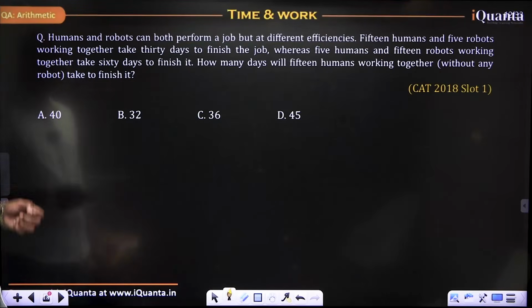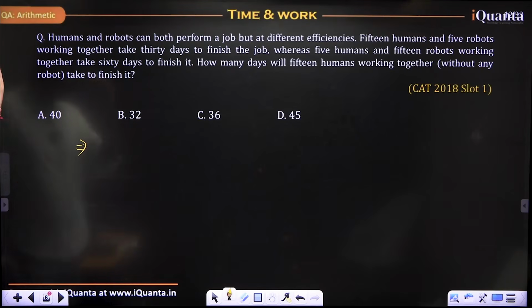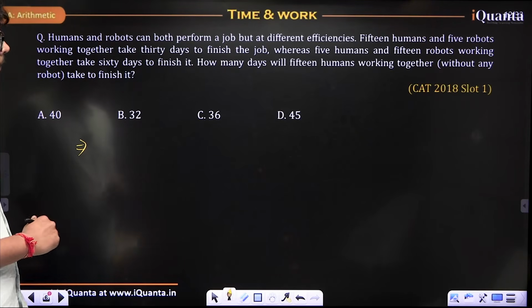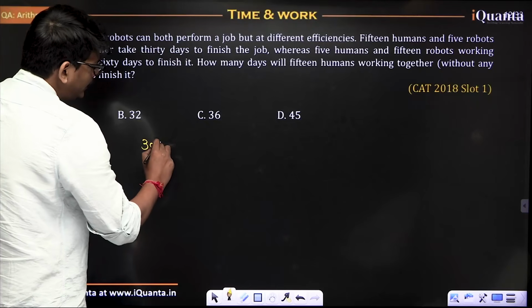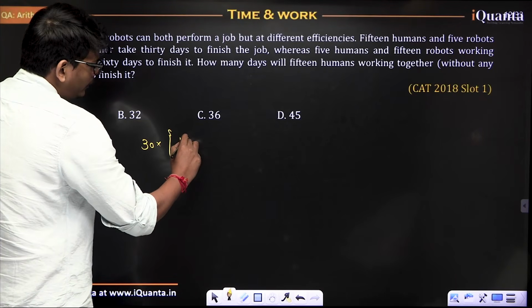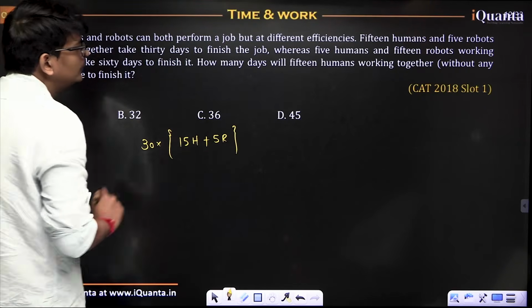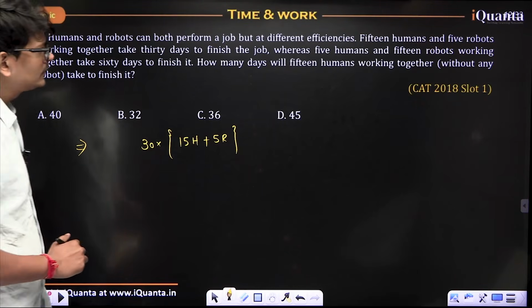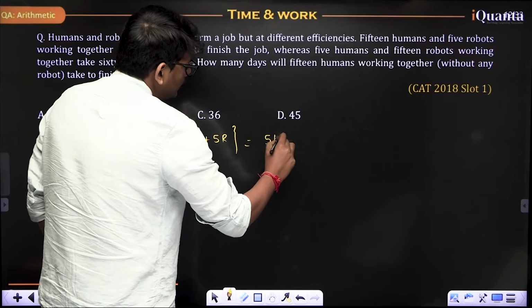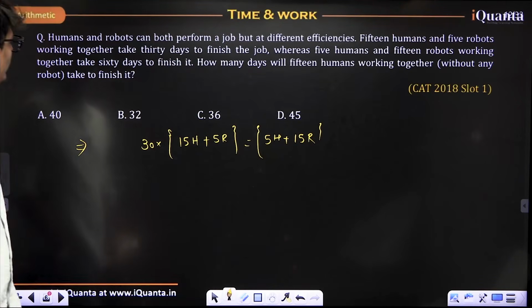Next, humans and robots can both perform a job but at different efficiency. 15 humans and 5 robots working together take 30 days to finish the work. So 30 into 15 humans H plus 5 robots R, right? Man days concept we are using here, you can see. Whereas 5 humans and 15 robots working together take 60 days.